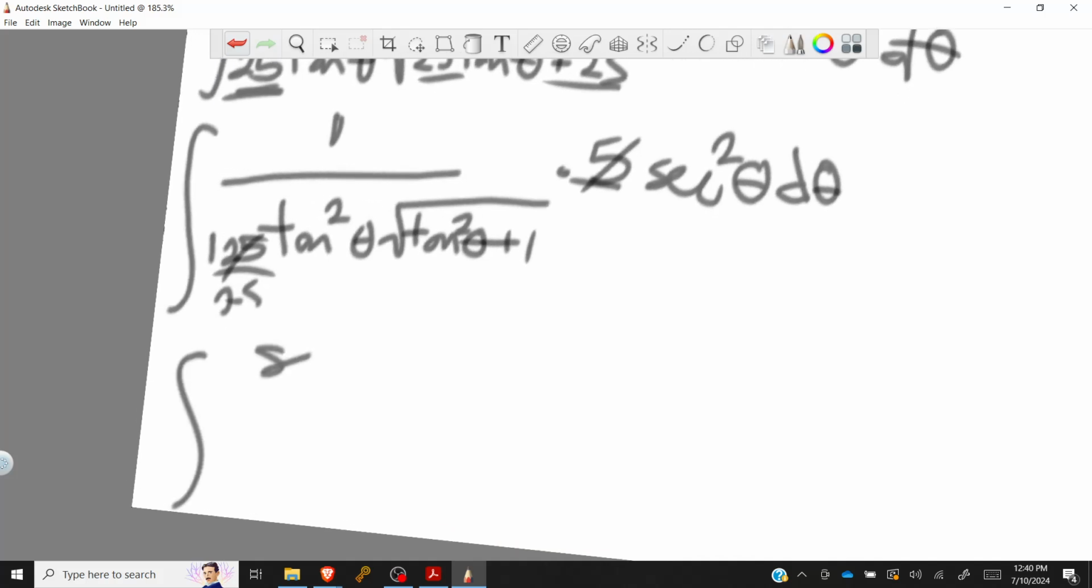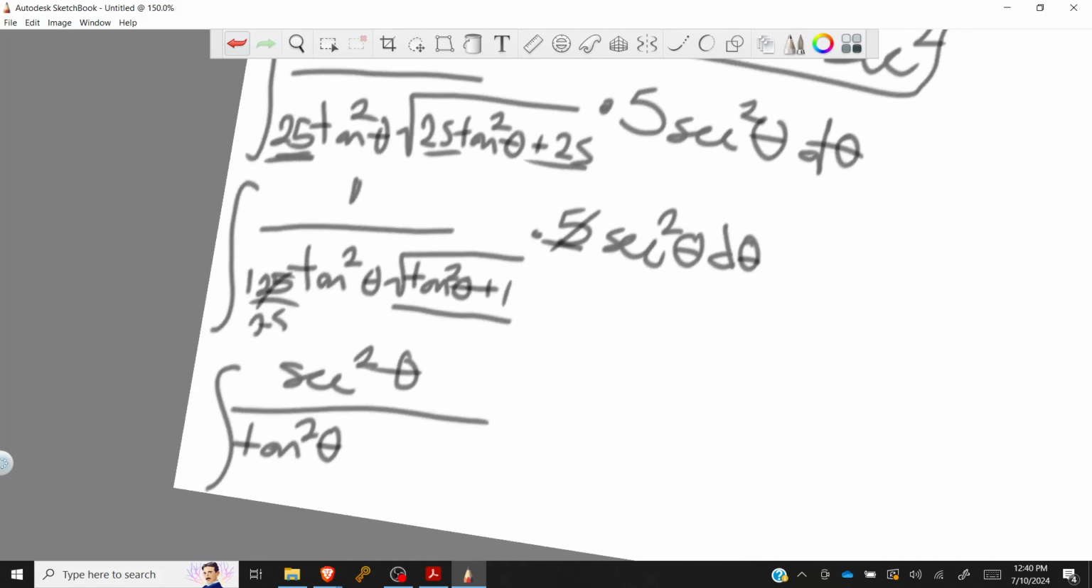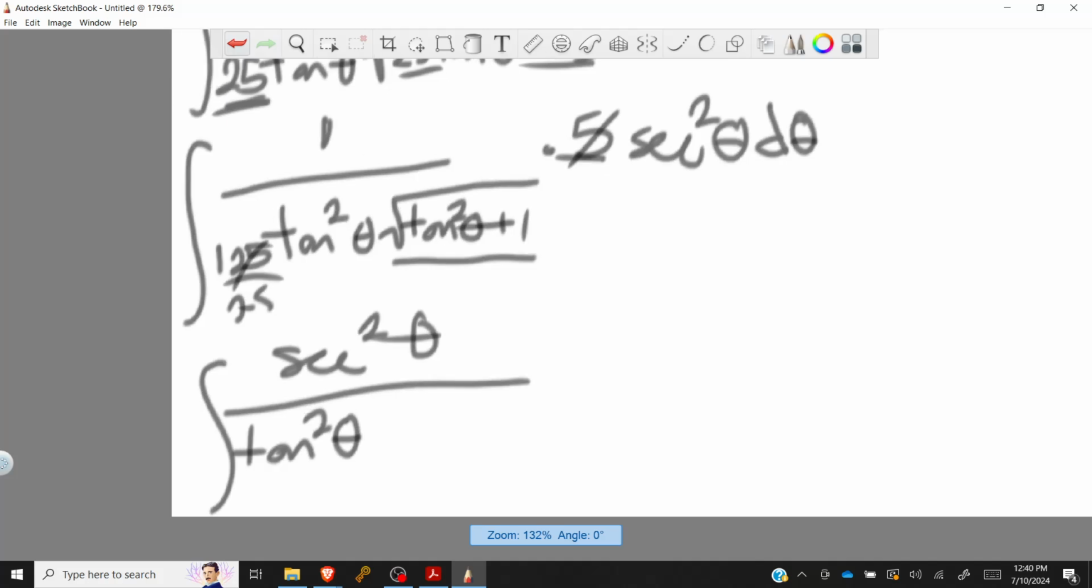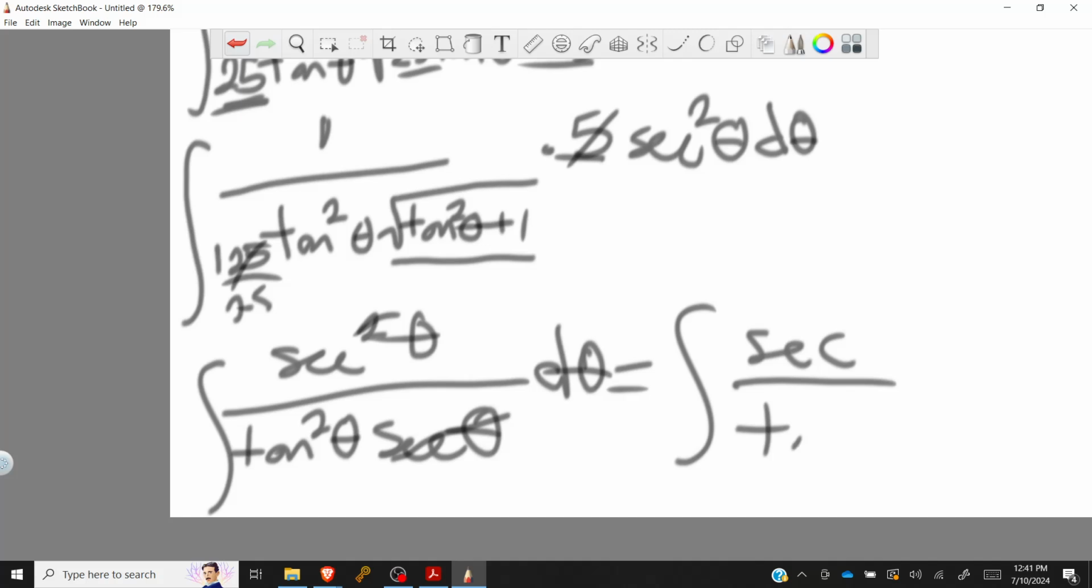So now we're left with secant squared theta over tan squared theta. This is going to be our Pythagorean identity here. It's going to be secant squared under the square root sign, so it's just going to be 1 secant d theta. So I'm going to do some canceling out here, and now this is equal to secant on top over tan squared on bottom.